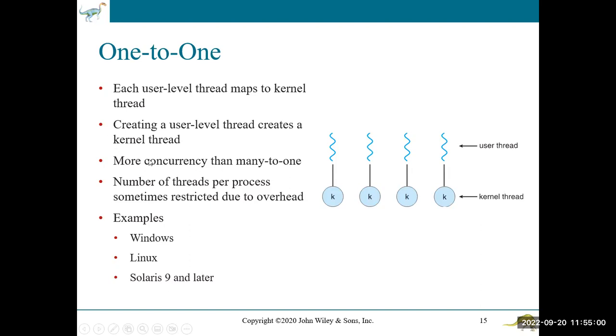You have more concurrency than many-to-one models. The number of threads per process is sometimes restricted due to overhead. What are we saying? We said every time you have separate processes and more of them, that's not as efficient. So you run out of resources sooner. Examples of this include Windows, Linux, and Solaris 9 and later. So in terms of multi-threading models, one-to-one is very commonplace.